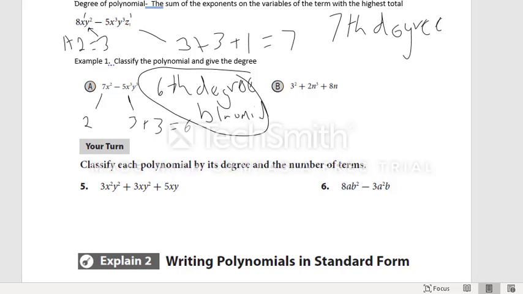All right, next one, 3x squared, 2n cubed plus 8n. The highest exponent is the 3, so this is 3rd degree. It has 3 pieces that are added together, so it is a trinomial.